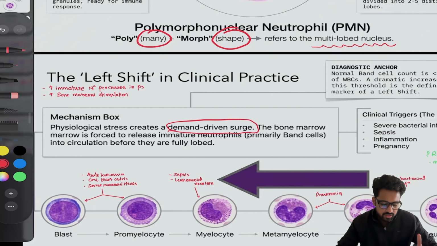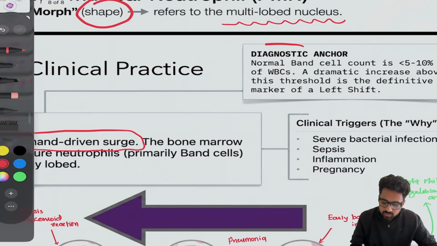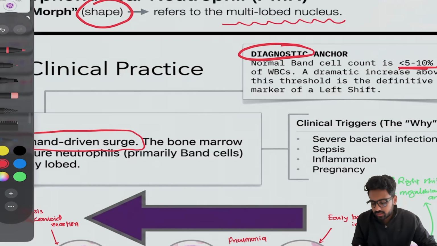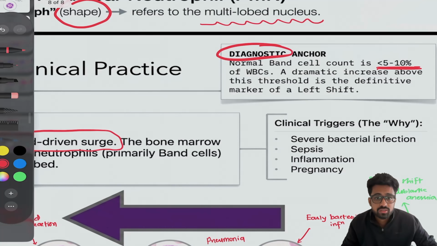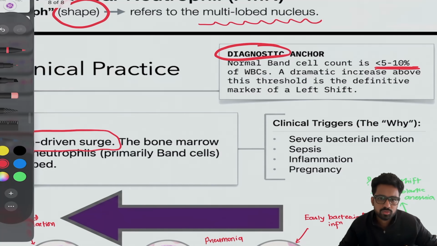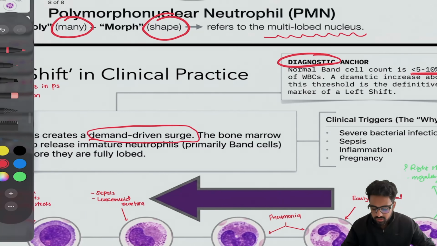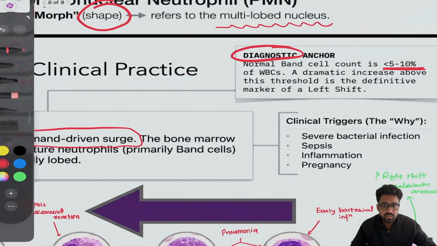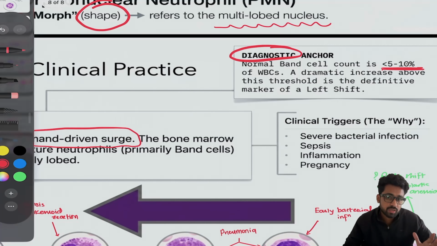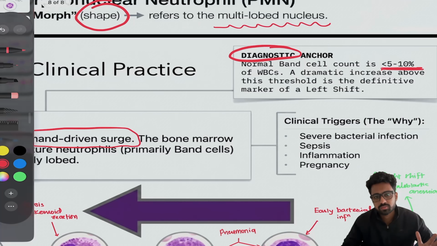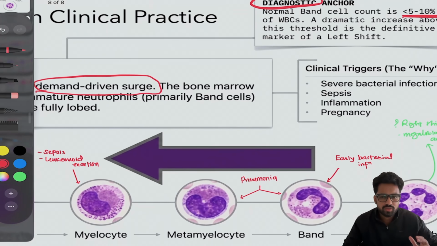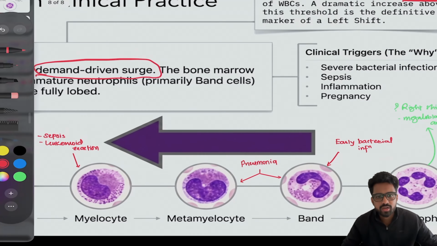So increase in bone marrow stimulation leads to left shift. And the diagnostic anchor is normal band cell count is, as I said earlier, less than 5 to 10% of WBC, and a dramatic increase above this threshold is a definitive marker of left shift. So why does it occur? What are the clinical triggers? A few of them are severe bacterial infection, sepsis, inflammation, pregnancy. There are many more causes, but these are commonly seen in our clinical practice.